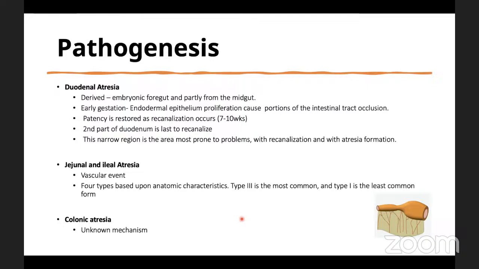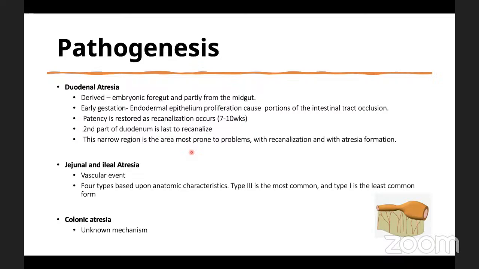So we all know that the duodenum is derived from the foregut and partly from the midgut. Early in gestation, the endothelium proliferates and causes intestinal occlusion. This occlusion is later recanalized by 7 to 10 weeks. The second part of the duodenum is the last to recanalize, and this is the region most commonly affected and causing obstruction. So whenever there is duodenal atresia, it is a recanalization defect, and mostly it is single; it cannot be multiple.